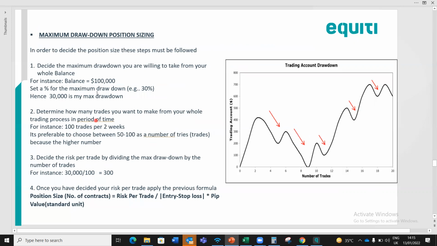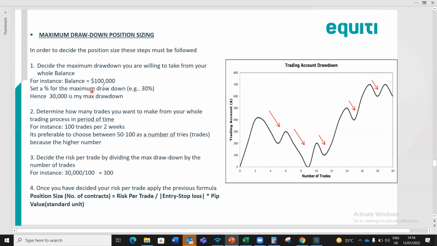The next is maximum drawdown position sizing. In order to decide the position size, these steps must be followed. Let's follow the four simple steps, and trust me, it's super easy. Number one is to decide the maximum drawdown you're willing to take from your entire trading capital. Determine the maximum drawdown you're willing to take from your entire trading balance.